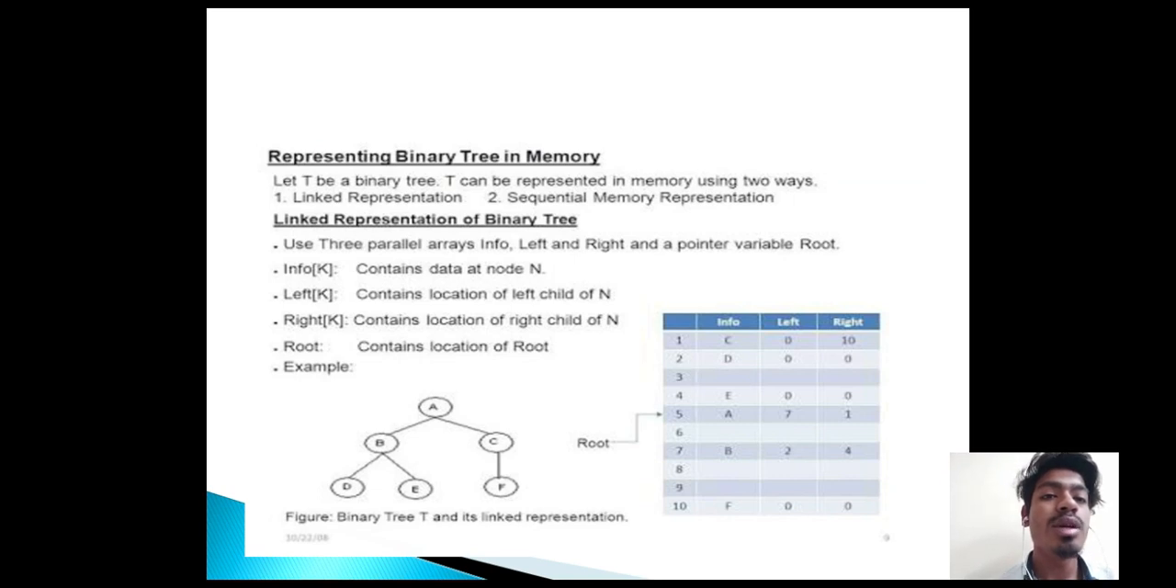So linked representation of binary tree: use three parallel arrays info, left and right, and a pointer variable root. Info of k contains data at node. Left of k contains location of left child of node. Right of k contains location of right child of node. Root contains location of root. Example, here is an image and here is a box of linked representation of binary tree.